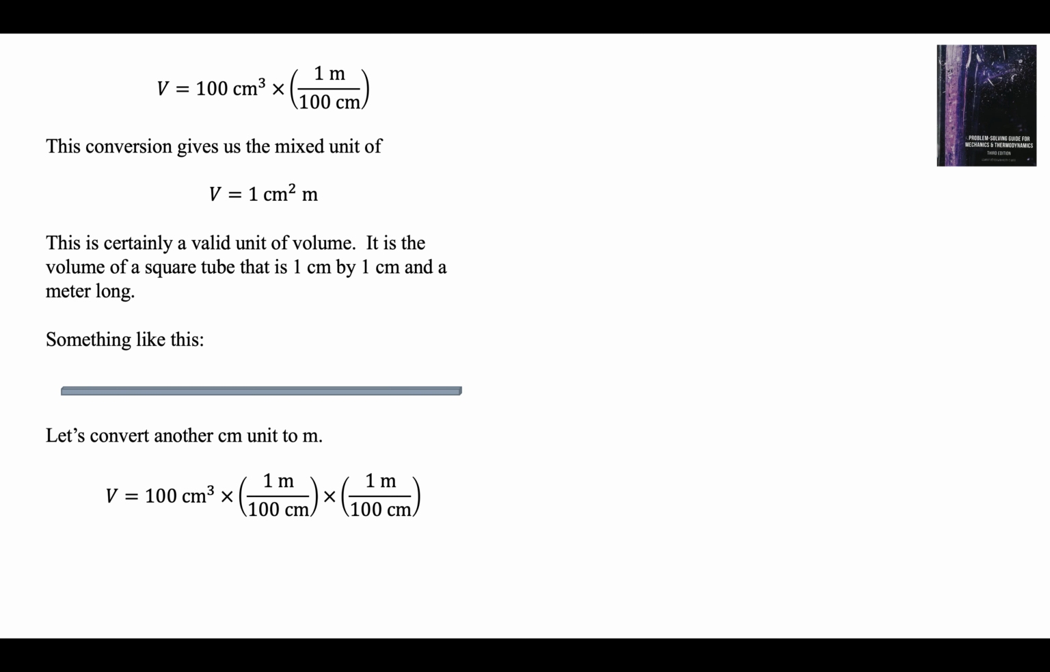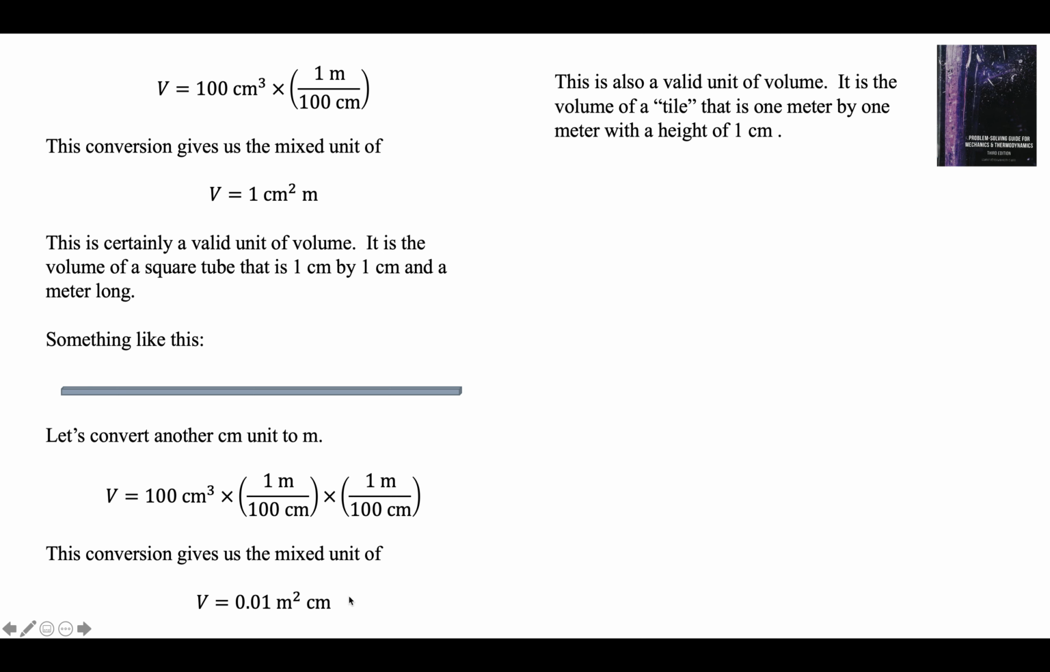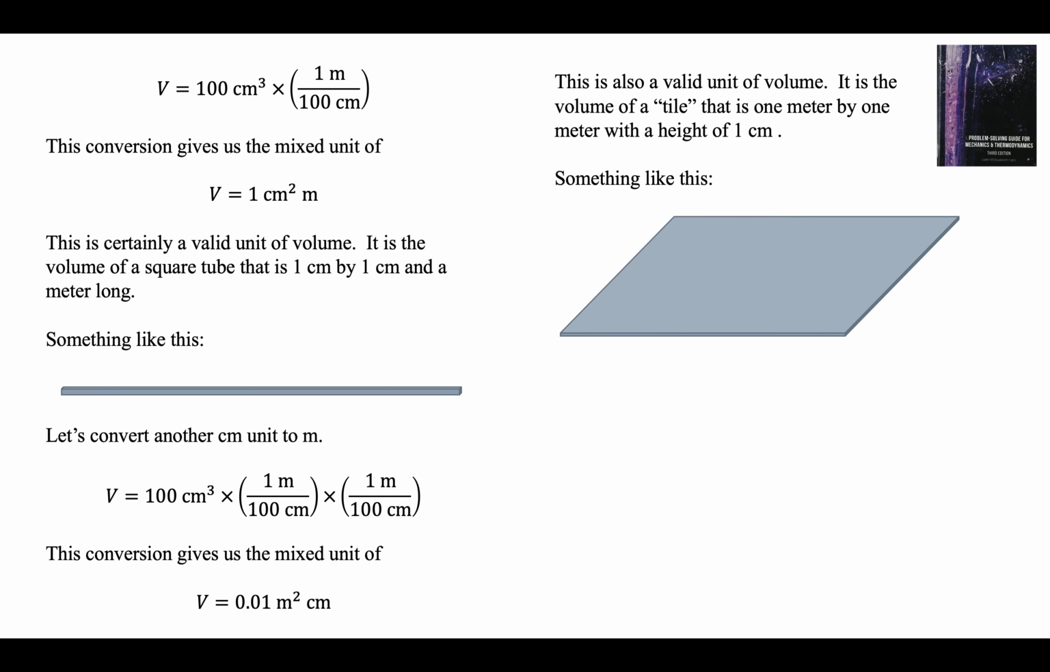Let's convert one more unit. So now we have 2 ones here. 100 divided by 100 divided by 100 is 0.01, and it gives you a mixed unit of meters squared centimeters. So what's a meter squared centimeter? What does that look like? It's a tile that's 1 meter by 1 meter, and it's got a height of 1 centimeter. Something like this.